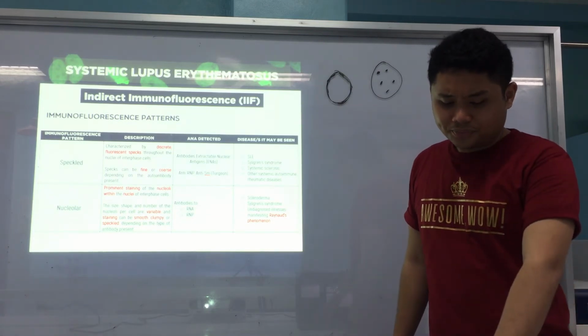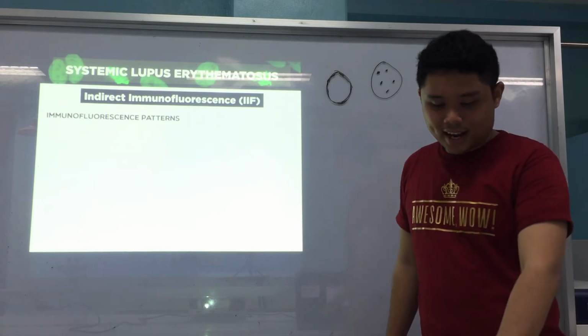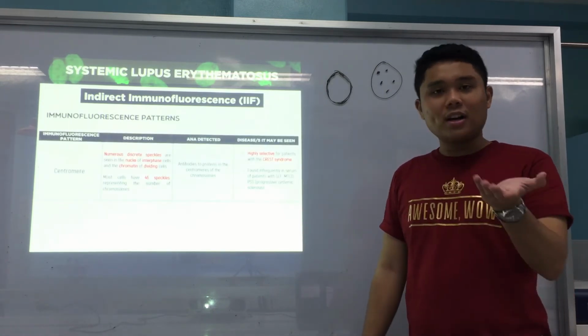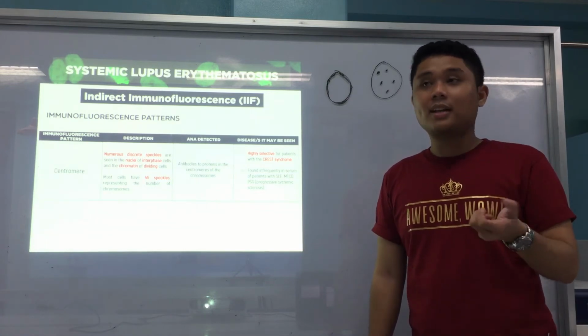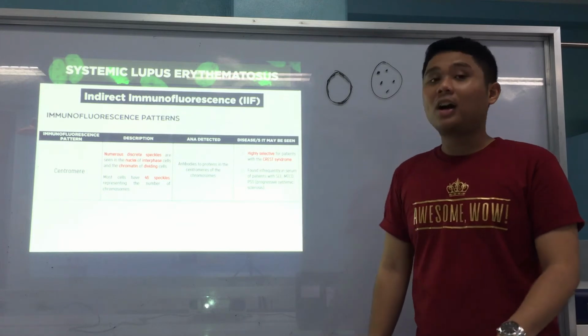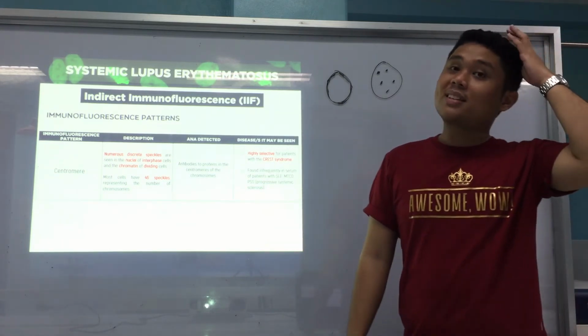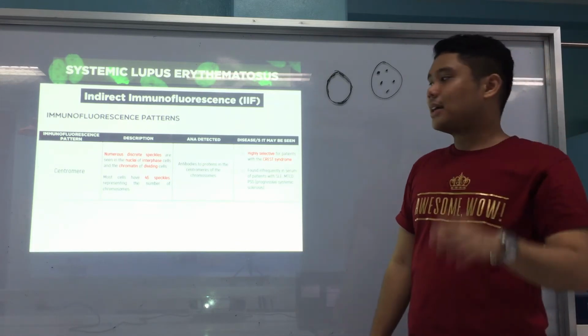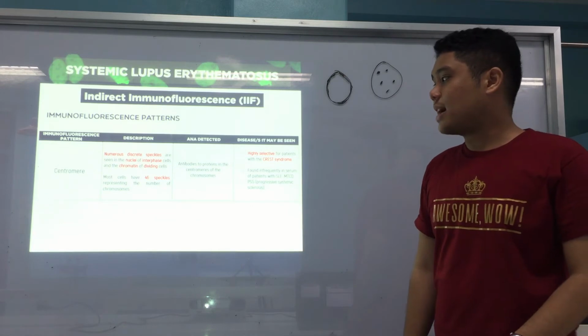Alright. So we go now to the last pattern, and that is your centromere. Recall, anti-centromere antibodies are really selective or specific for CREST syndrome, right? And this pattern is also selective for CREST syndrome. For centromere, there are still numerous discrete speckles seen in the nuclei of your interphase and chromatin of dividing cells.